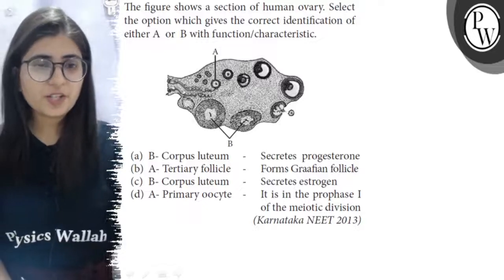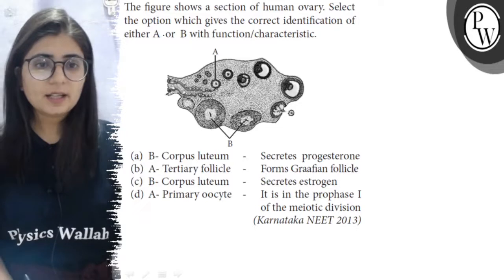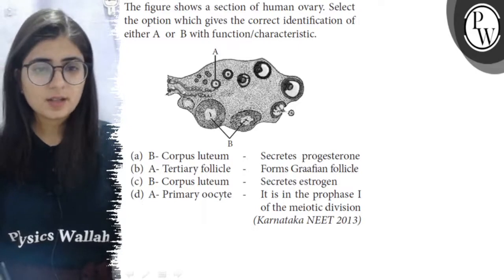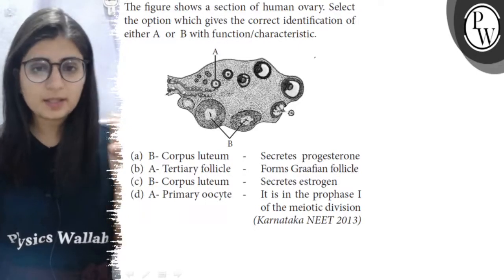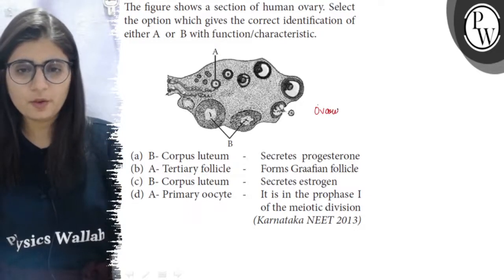Hello बच्चों, the question is, the figure shows a section of human ovary. Select the option which gives the correct identification, either A or B with function and characteristics. So here a diagram is shown, and this is the diagram of section of human ovary.